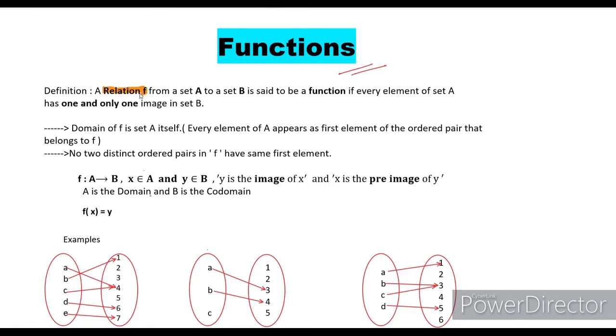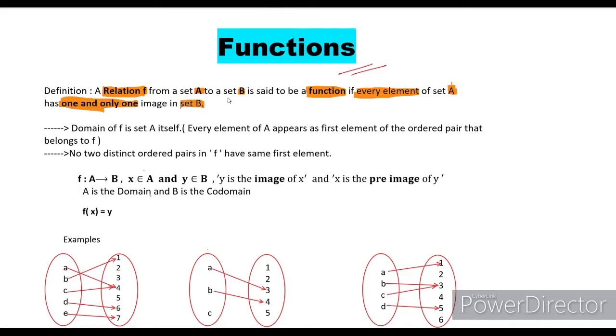A relation F. This means function is also a relation, or it is a rule, or it is a mapping or a correspondence. Function is also a relation, a special relation from set A to set B, and this is said to be function with a condition. A relation is a function with a condition. What are those conditions? Every element of set A, that is every element of the domain set A, should have one and only one image in the set B.